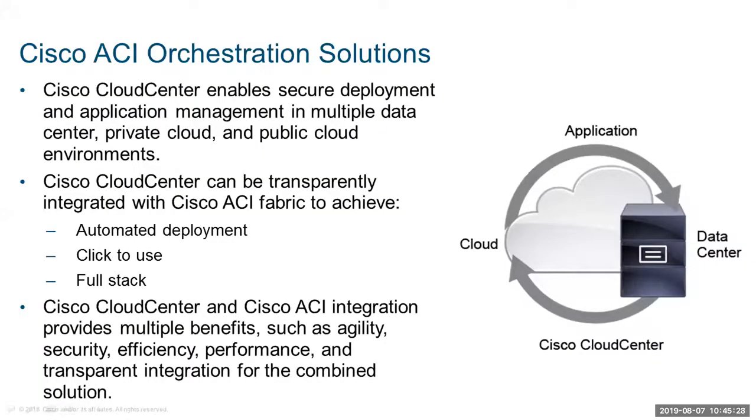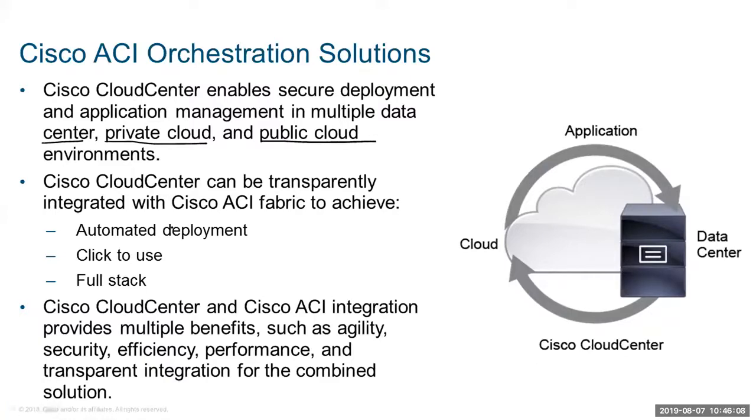Okay, I'm going to go through this aspect a little bit more quickly because it is an orchestration product, which means it is a product that is higher up in the level, above the APIC. Remember, APIC is purely for network orchestration, but Cisco Cloud Center allows deployment of applications in multiple data centers, be it a private cloud or public cloud. What do I mean by that?